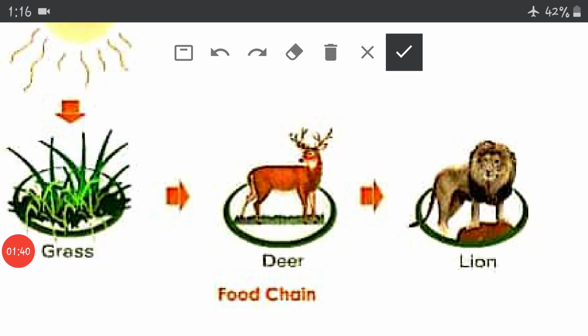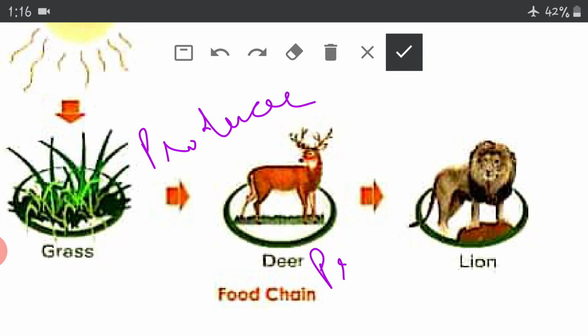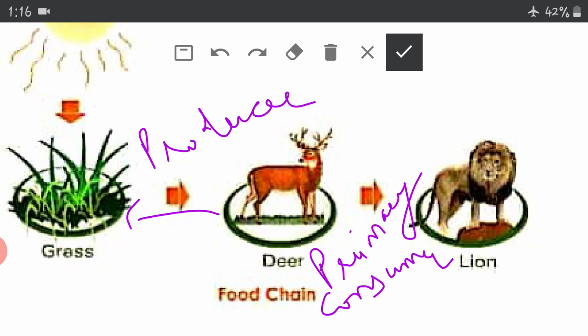So grass is a producer. Deer is a primary consumer, known as a herbivore. We can say it because deer is consuming grass, so it is known as a primary consumer, or we can call it a herbivore. Deer is a herbivore or primary consumer.